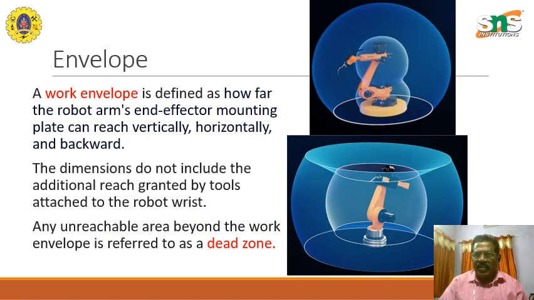We'll introduce you in this episode to what the envelope is. A work envelope is defined as how far the robot arm or end effector mounting plate can reach vertically, horizontally, and backward. Can we see this area here, or this volume? Now this is the place where the end point of the robot can reach all these places.